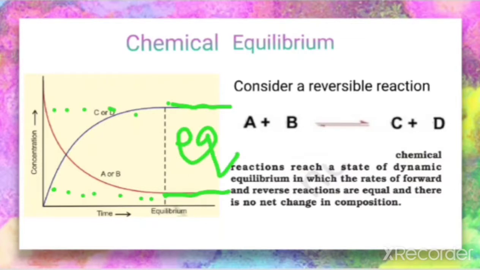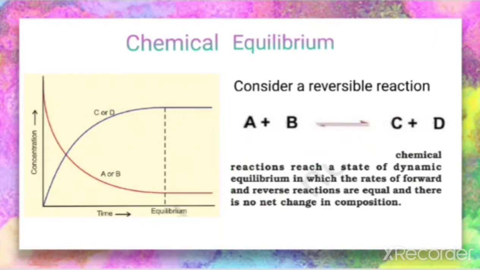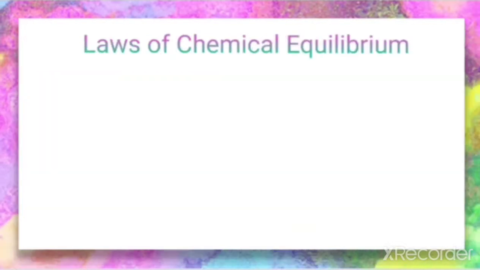In this, the rate of forward reaction is equal to the rate of backward reaction. That means how much A and B is converted into C and D, that much of C and D gets converted back to A and B. So there will be no net change in the composition. That is in the case of chemical equilibrium. Now let us discuss the laws of chemical equilibrium.